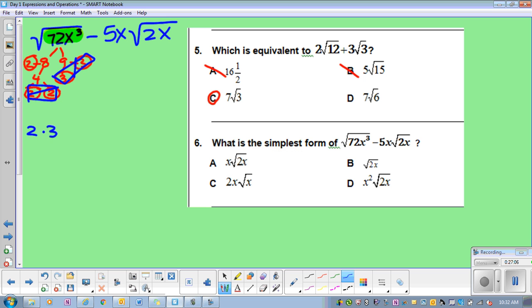This one. It comes down. Well, but where does it go? Inside or outside? Inside, because it didn't have a pair, right? So that 2 has to go back inside.